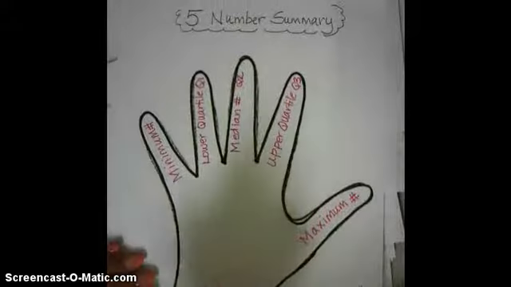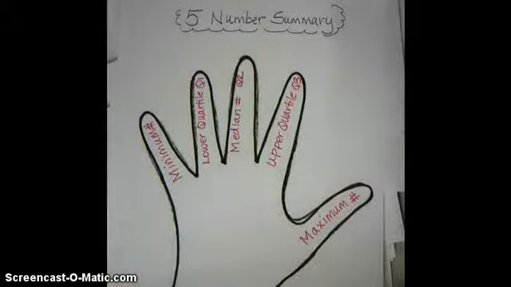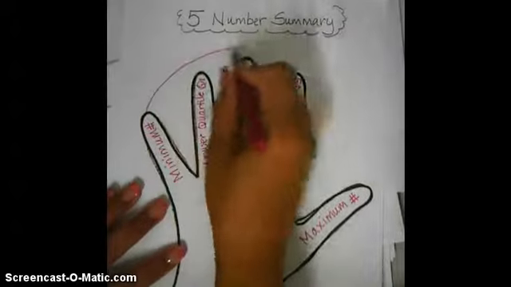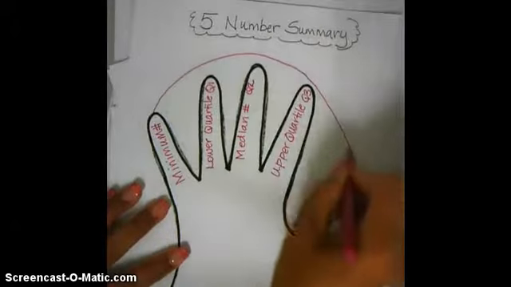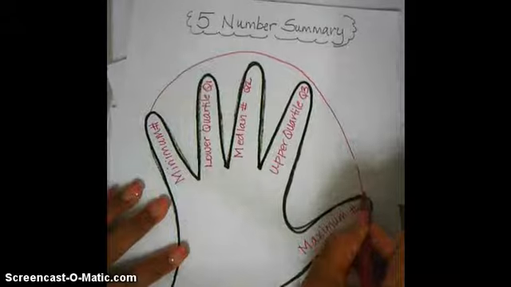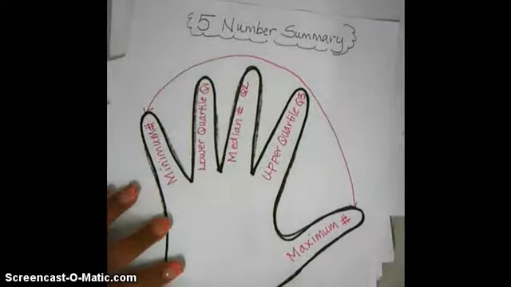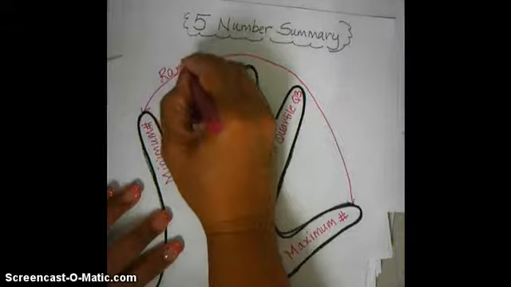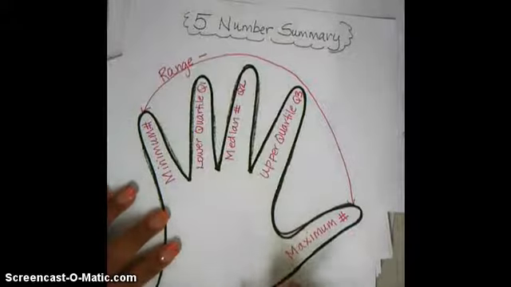Okay, so now we are going to be talking about range. And range is the same range that you learned in elementary school. The range of data is the difference between the minimum and the maximum number. So I want you to take your pencil and draw a line between the minimum and the maximum number. And this is going to be labeled range. Pause the video and get it labeled.